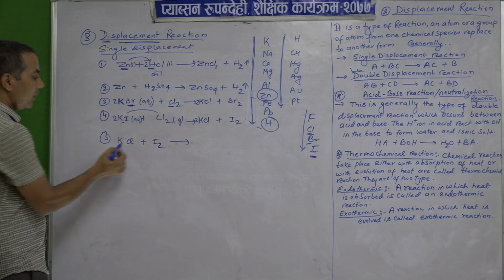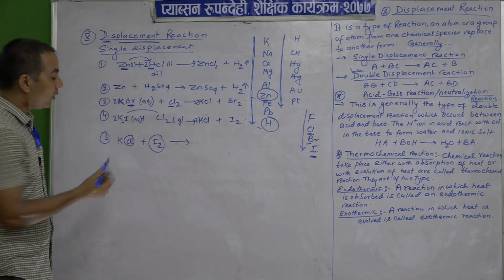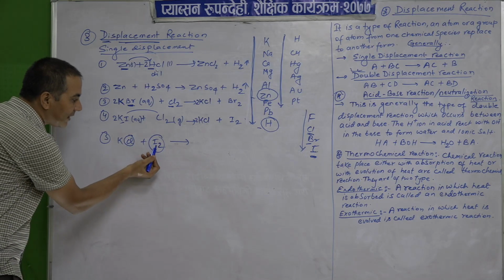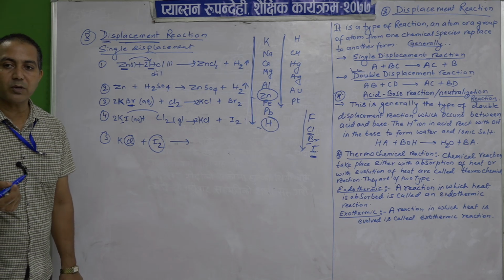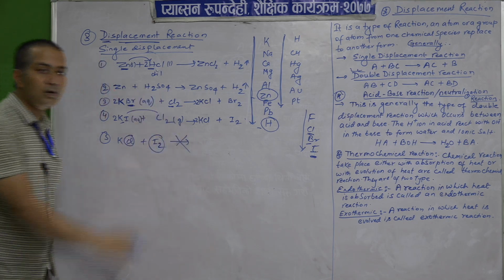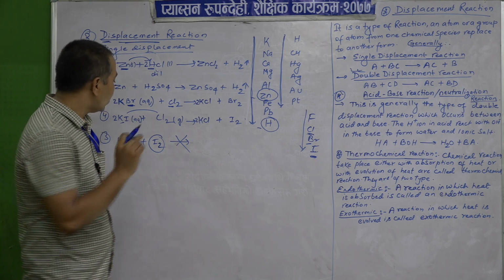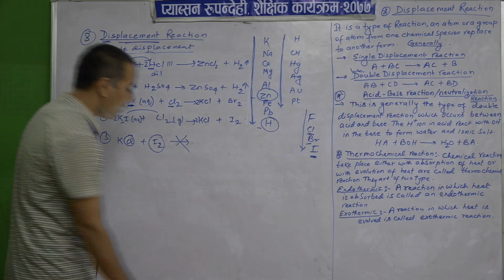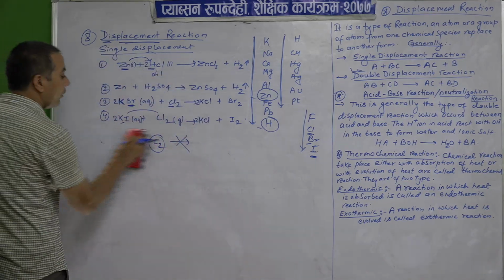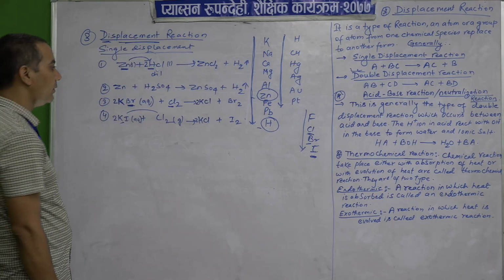Let's see. Chlorine is more reactive than iodine. So, is it possible that iodine will replace chlorine? No, it is not possible. Therefore, the reaction will not take place. Understand what I say? That means in every case, the reaction will not take place for such atoms. That should be known.